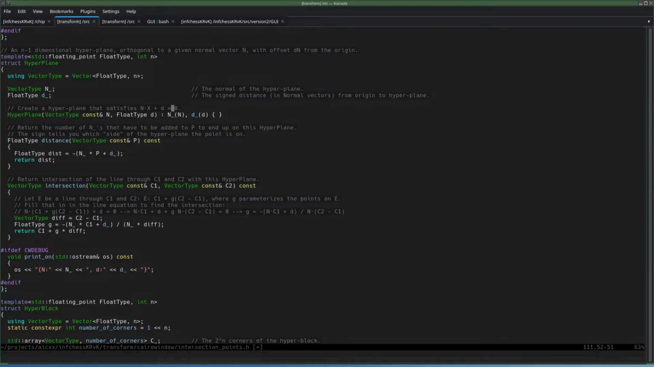So if d equals 0, then that just means that x is perpendicular to n. So you get a hyperplane of one dimension less than the space that we are in, so the number of dimensions of n and x.